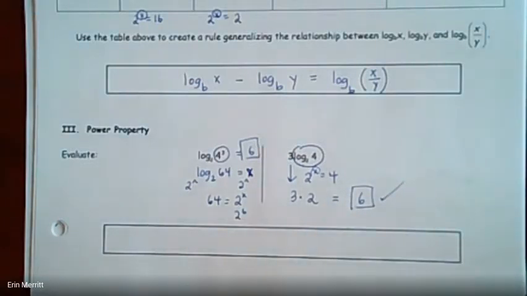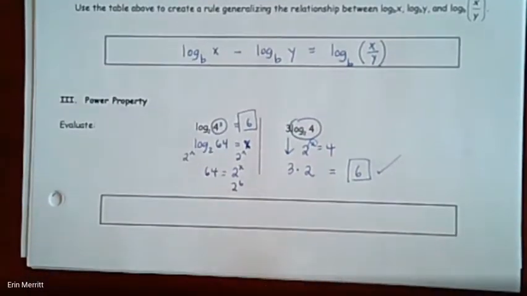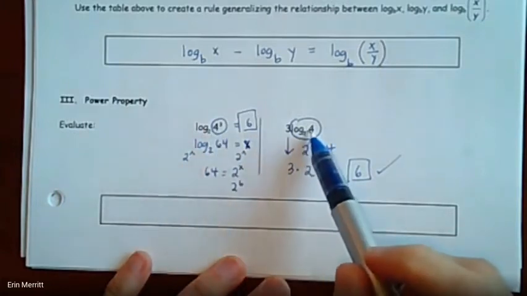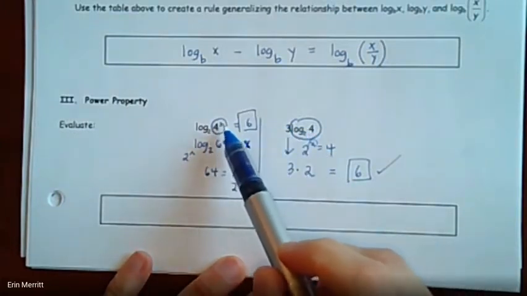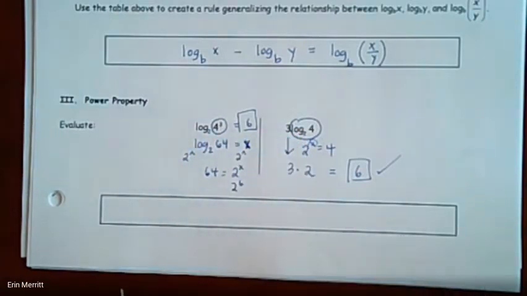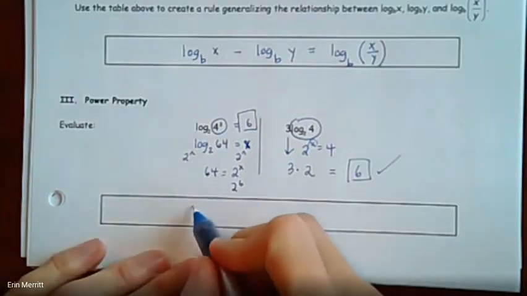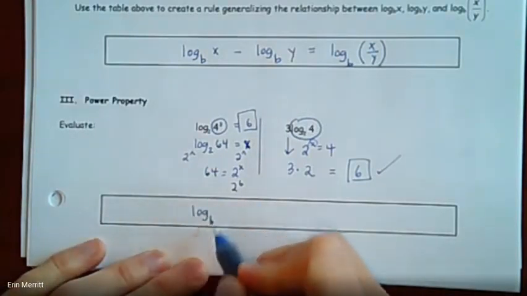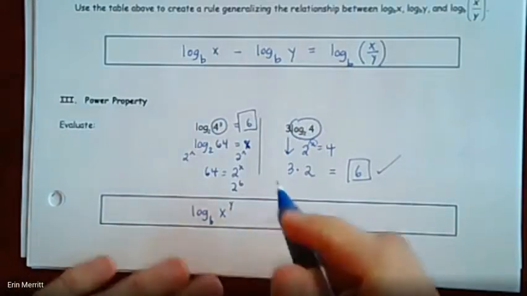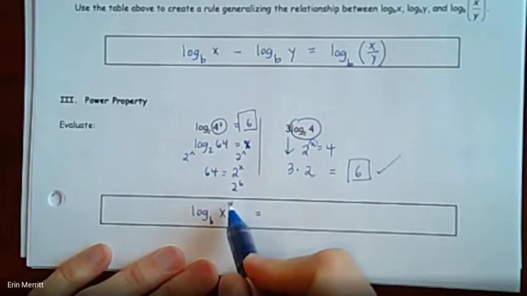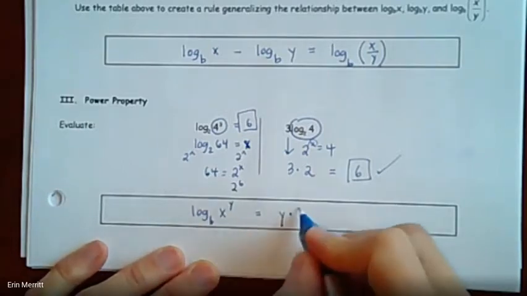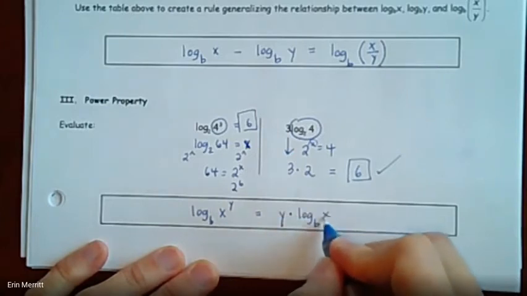Okay, how do I turn that into a rule? Well, what's the difference between them? They were both log base 2 of 4. The 3 moves spots. The 3 moves from the exponent here out to being the coefficient here. And that's actually the rule. So if you have log base b of x raised to the y power, you're allowed to take that y and drop it out front so that it becomes y times log base b of x.